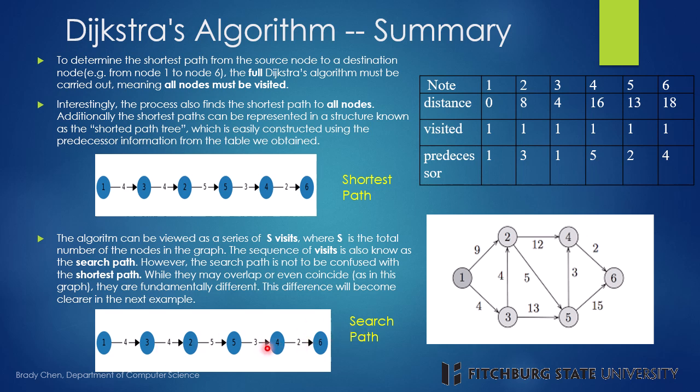The search path is the sequence in time of the visits, because you have to choose the unvisited node with the smallest distance, which uniquely defines which one to visit. That's the search path, and the shortest path you can construct from this. Let's see another example, just to show that the search path and the shortest path tree are actually different ideas.